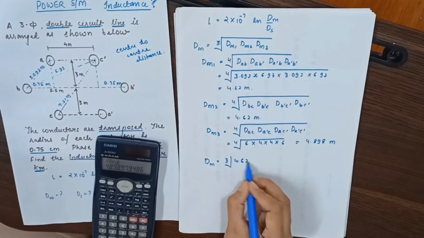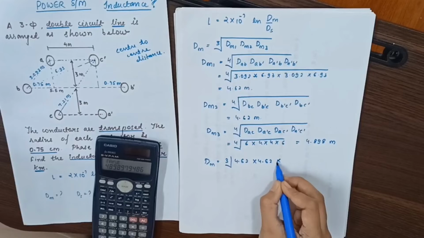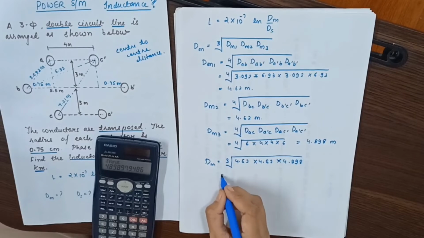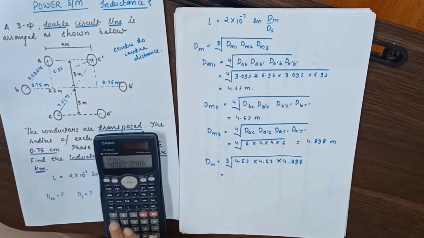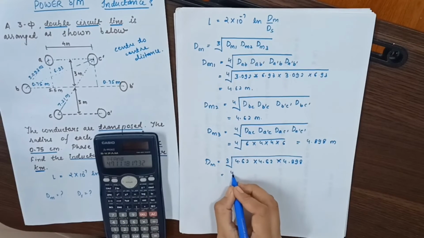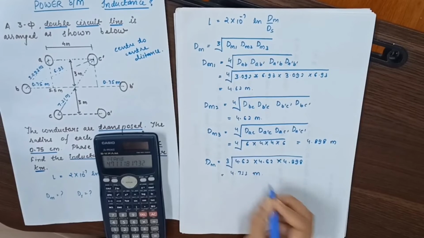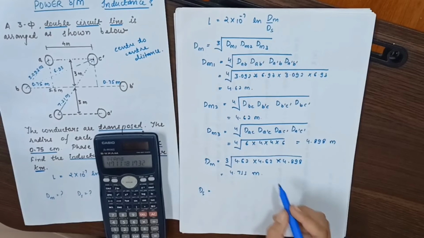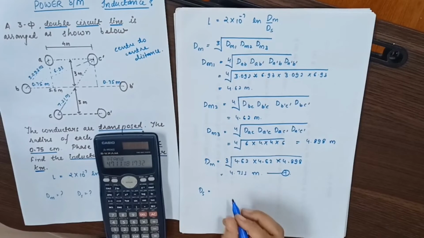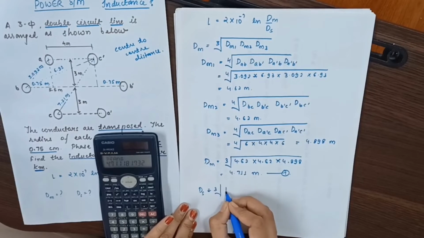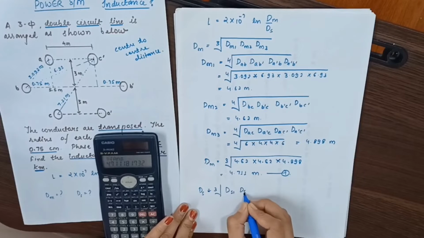So now Dm will be the cube root of 4.62, 4.62 and 4.898. So it is 4.711 meters. This is the important result. Now let's find out the self GMD. Self GMD is the cube root of Ds1, Ds2 and Ds3.